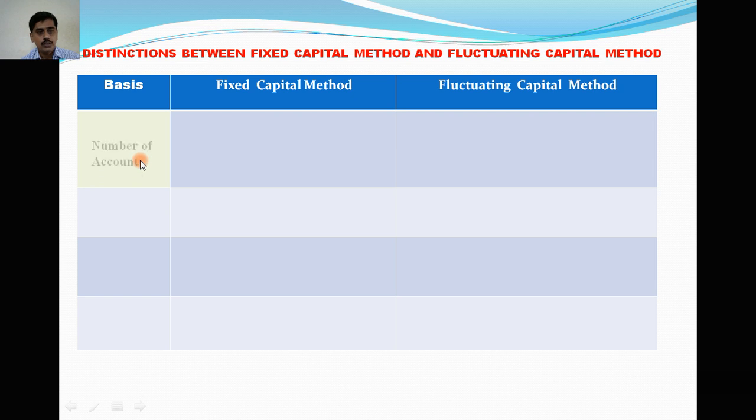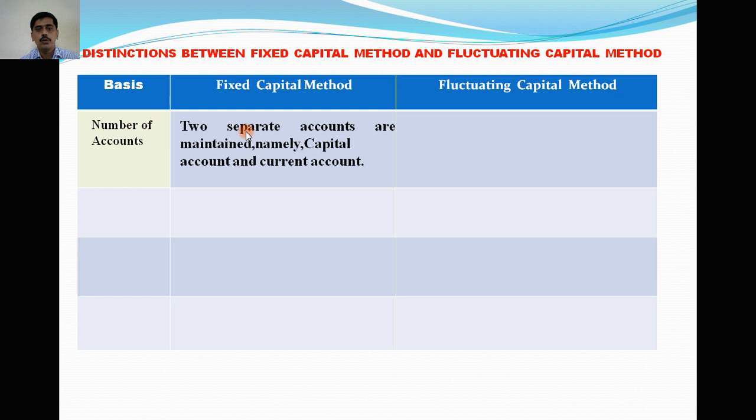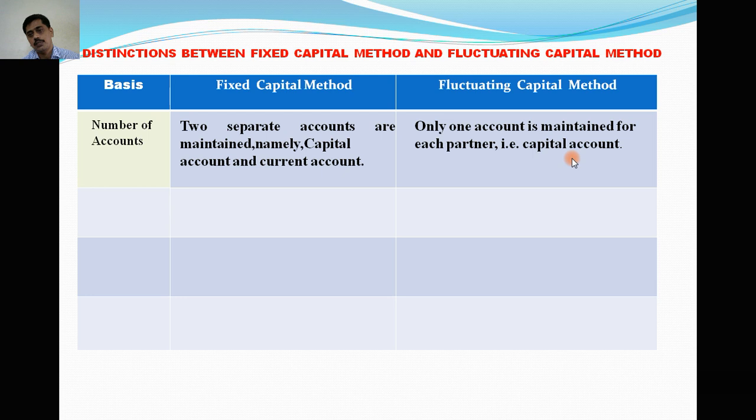First point of difference is number of accounts. In case of fixed capital method, 2 separate accounts are maintained, namely capital account and current account. And second one is fluctuating capital method. Here only one account is maintained for each partner, that is capital account.